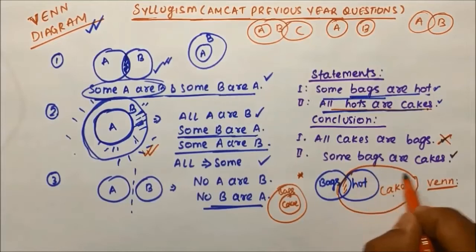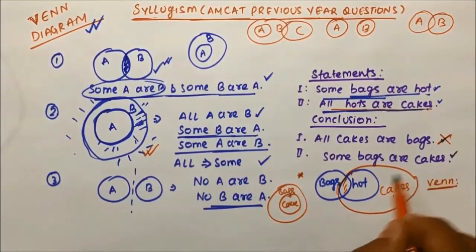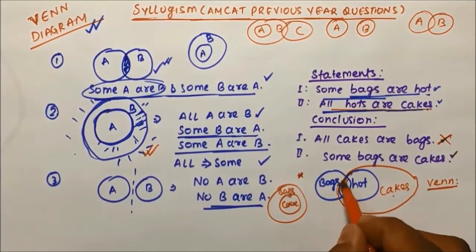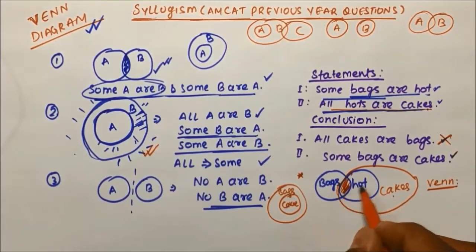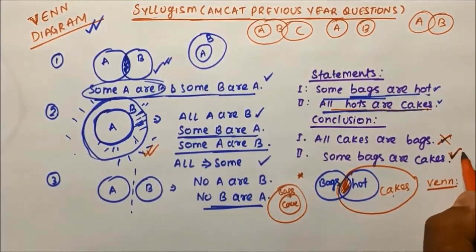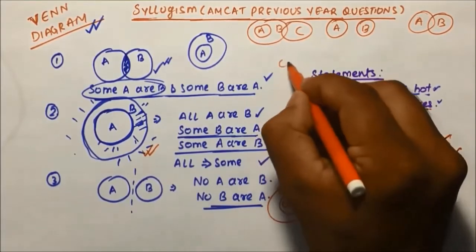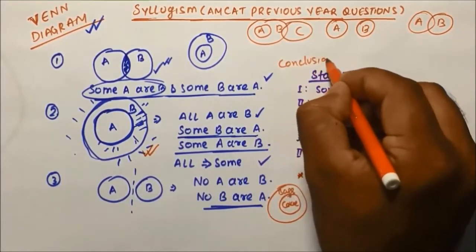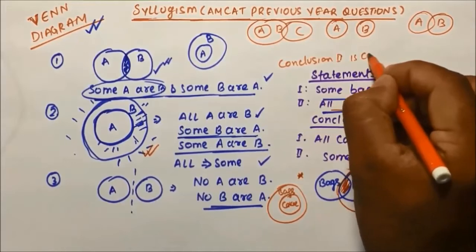Now let's see the second conclusion. Some bags are cakes. See, some part of bag is in cake and some part of cake is in bag, so the second conclusion will be true. So you can say from here conclusion 2 is correct, right?